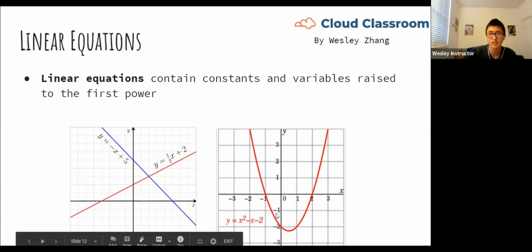And on the right side, we see one that is not linear. y equals x squared minus x minus 2. This is not a linear equation because of the x squared. This is actually called a quadratic equation. You will learn about this later in math. But right now, we're just going to focus on linear equations.